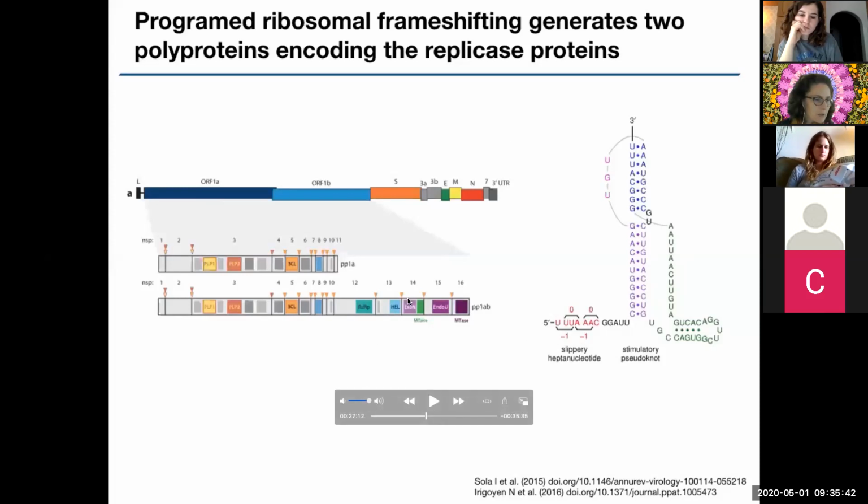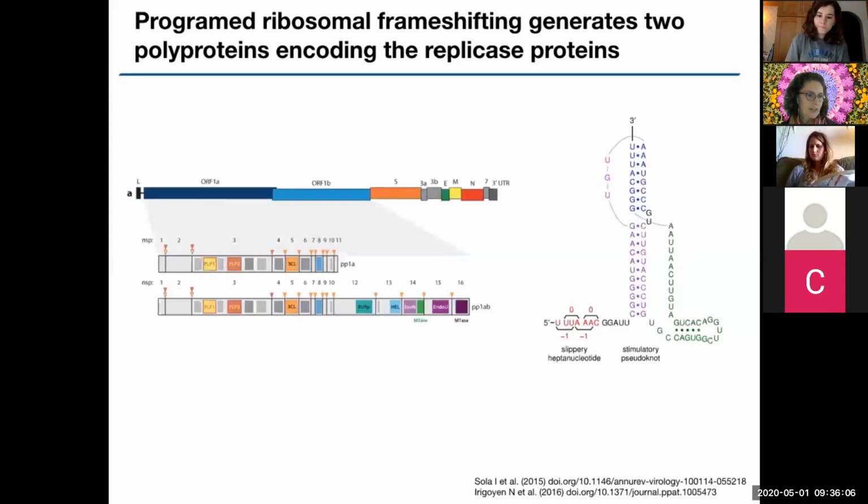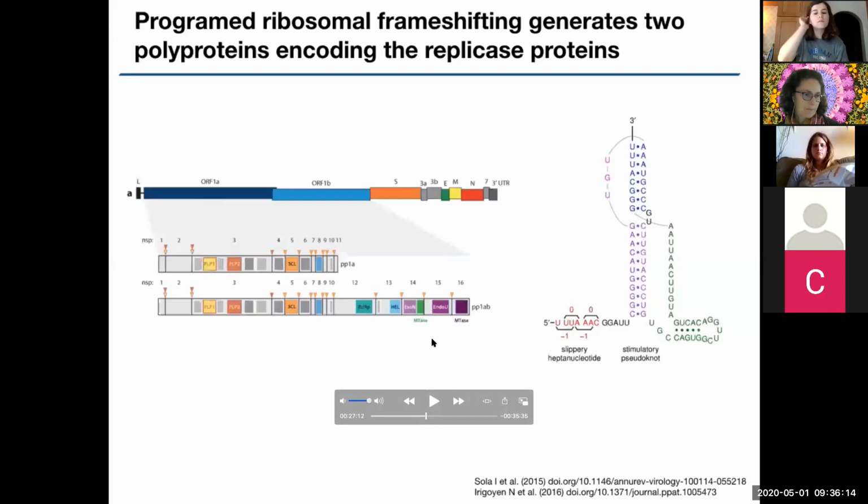The slippery, okay, here's a question. The slippery sequence causes the frame shift, right? Yes, it increases the likelihood of the frame shift, the slippery heptanucleotide, sorry. This is the place where the ribosome can shift, and this is enhanced by the stimulatory pseudoknot. So Tess makes a clarifying comment, which is that the second set of proteins here in this polyprotein are encoded in the -1 frame. Okay, are there any other questions before we move forward?